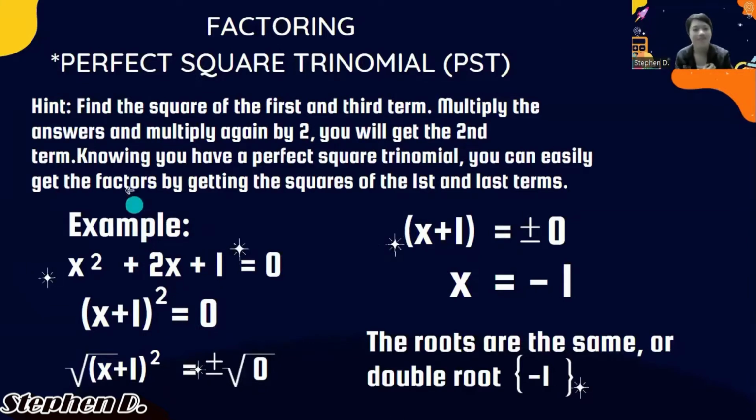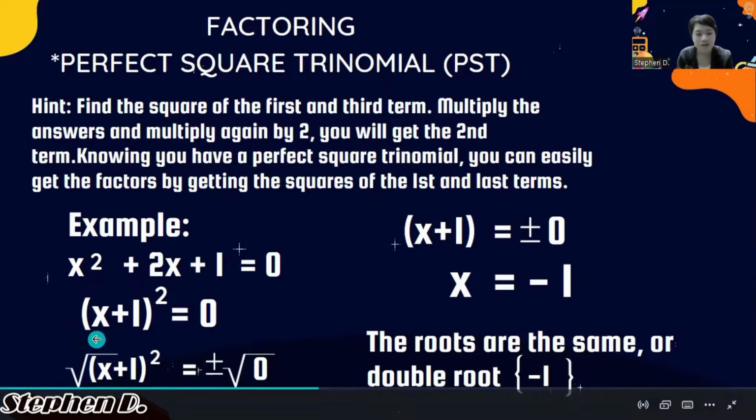So a hint: find the square of the first and third term, then multiply the answers and multiply again by 2. You will get the second term. Knowing you have a perfect square trinomial, you can easily get the factors by getting the squares of the first and last terms. So to do this, you have an example, x squared plus 2x plus 1 is equal to 0.